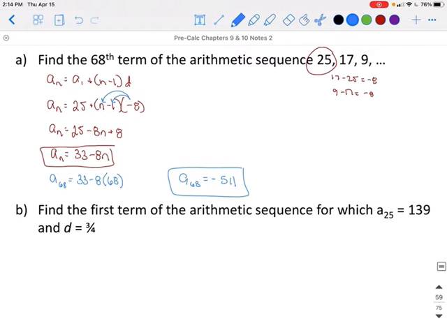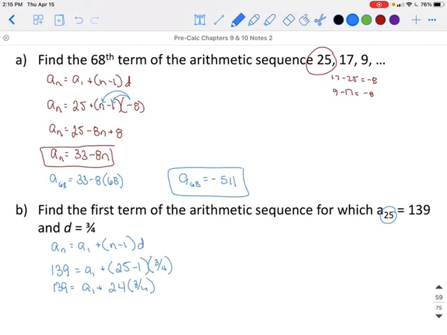We're going to do the same thing on the next one. We need to find the first term if I know the 25th term is 139 and we know the common difference. So we're still going to start with the same formula, and plug in the information we know. We know that our a sub n is 139. I don't know my a sub 1. We do know that it is the 25th term. And we know that our common difference is 3/4.